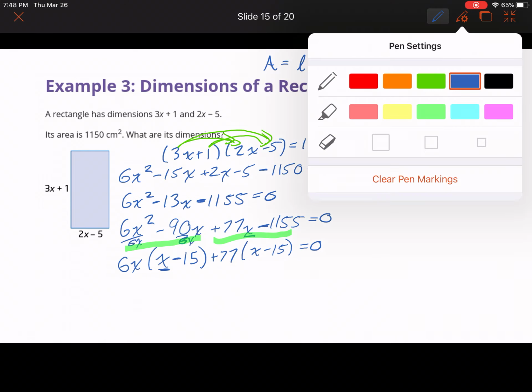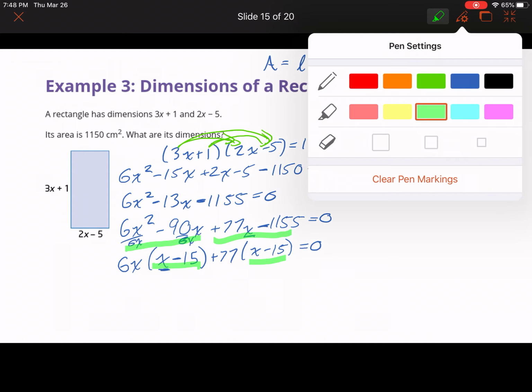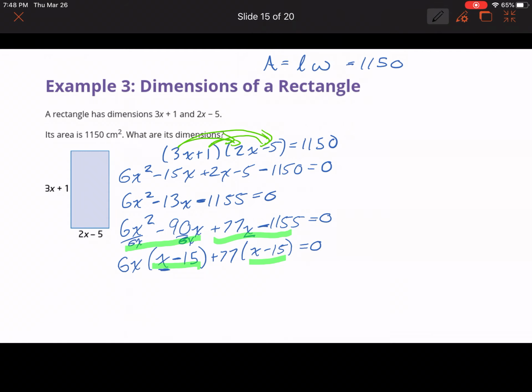So now I've got two pumpkins. I've got 6x pumpkins. You've got 77 pumpkins. We put them together. They just stay the same. We don't change anything else in there. And then together, we have 6x plus 77 pumpkins.